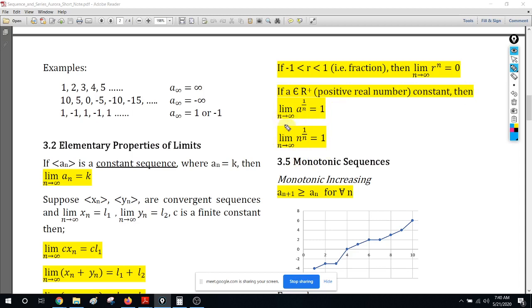That is, when n tends to infinity, a to the power 1 over n is going to be 1.